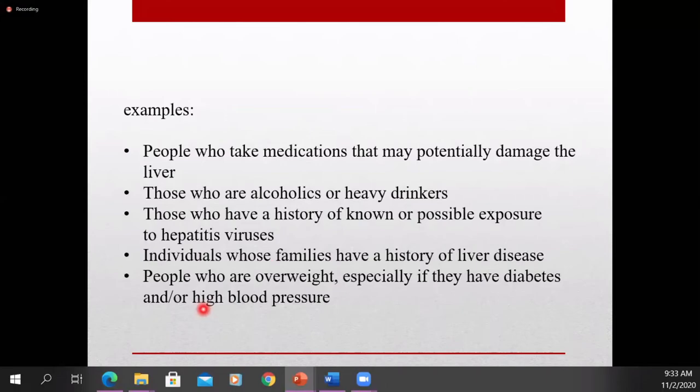This is just examples of the effect of certain molecules that could attack our liver, like certain medications. Actually, all of the medications will affect our liver.